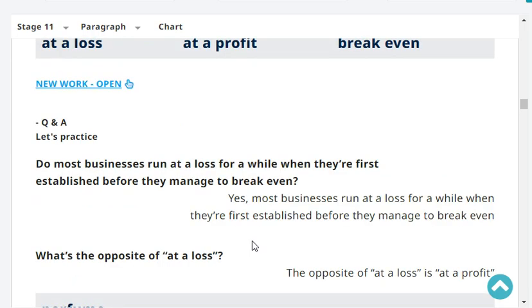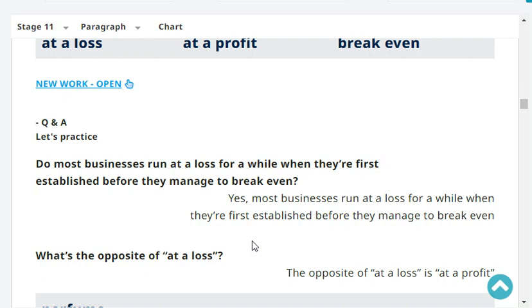Very good. Most businesses run at a loss for a while when they're first established before they manage to break even. Yes, most businesses run at a loss for a while when they're first established before they manage to break even.